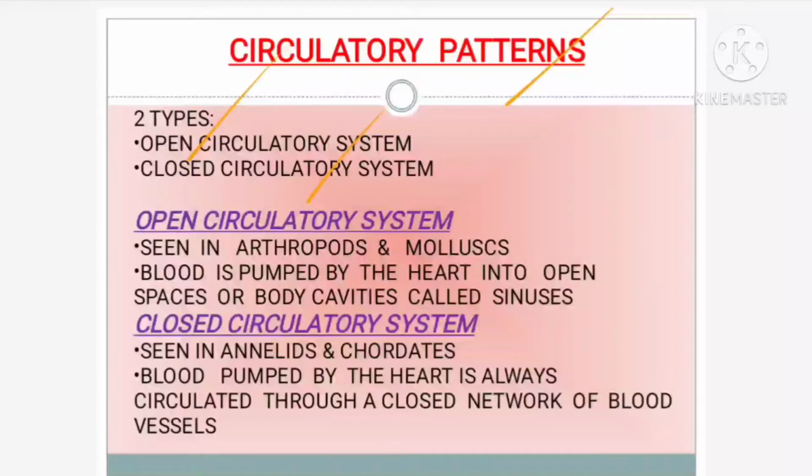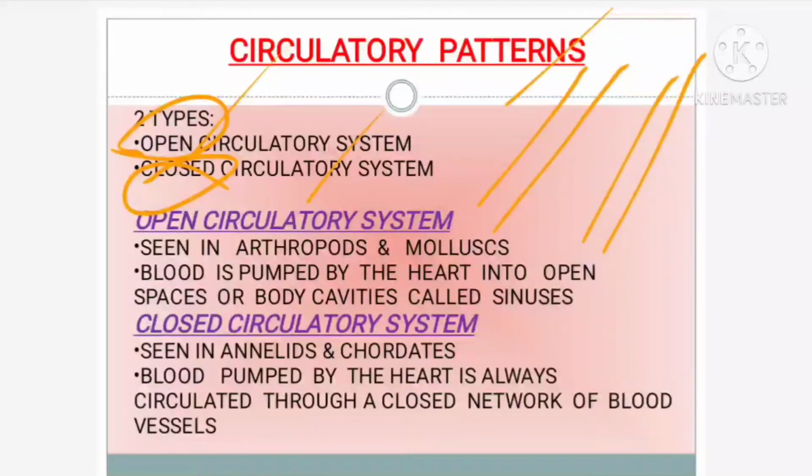As we have already learned, in an open circulatory system you cannot find blood vessels carrying blood to different parts, and you cannot find any capillaries. The heart, when it is pumping the blood, pumps it into open spaces. So that sort of circulatory system we call the open circulatory system.